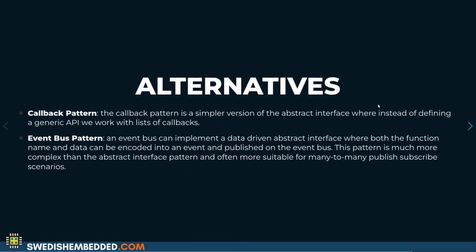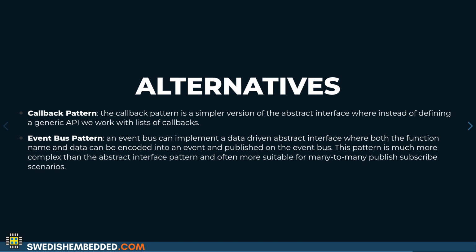There are two main alternatives to this pattern. We have the callback pattern, which is a simpler implementation of the trait objects, but the callback pattern is kind of backwards in terms of how it works. With the callback pattern, we can make the callback caller independent of the callback listeners. But with a virtual API pattern, we make the actual listener or the implementation independent of the caller. And the second alternative is the event bus pattern.